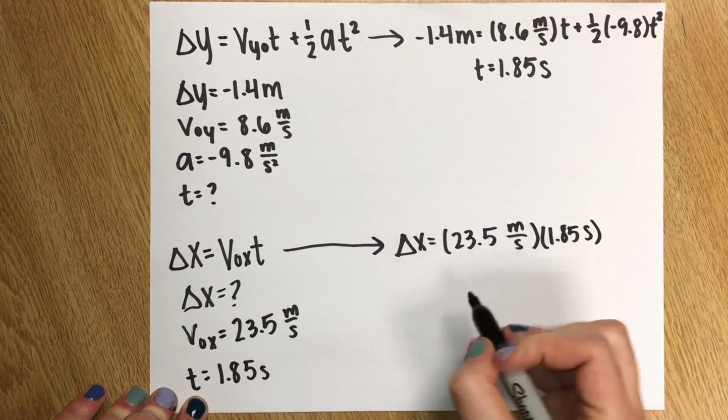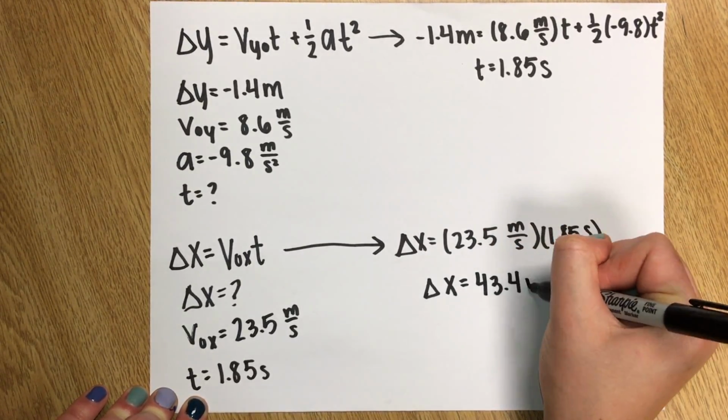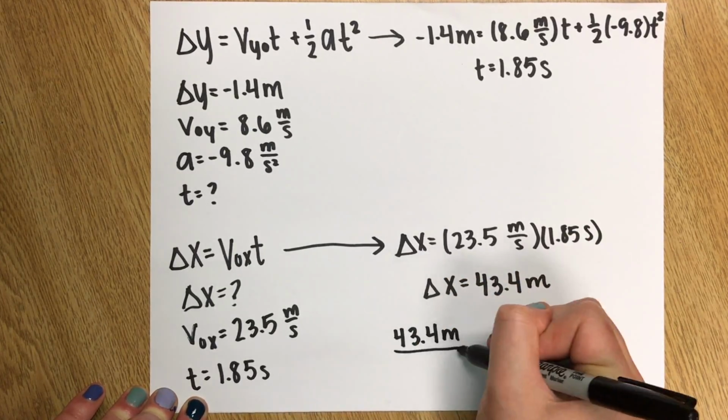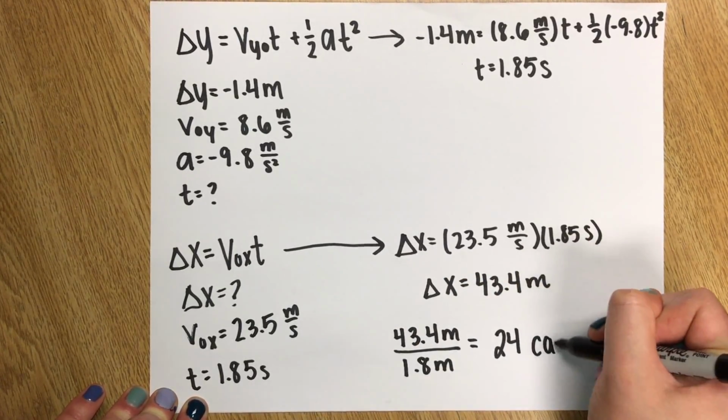Therefore, the change in the x direction is 43.4 meters, which is the same as him jumping past around 24 cars. This proves that this clip is impossible in the real world of physics, because in the clip we see Mater fall straight down. In reality, he would make it about 2/3 of the way.